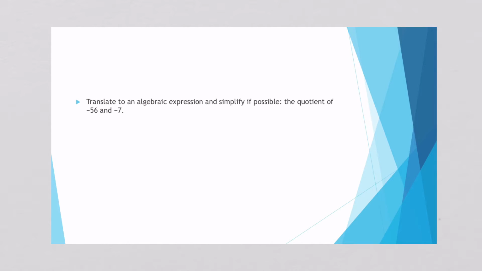All right, so let's translate this to an algebraic expression and simplify. The quotient means divide, of negative 56 and negative 7. Negative 56 divided by negative 7. This is one way to write it. You also could have written it like this. And what is a negative divided by a negative? It is a positive, so this answer is positive 8.